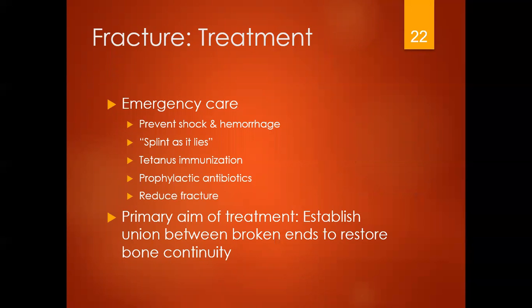Emergency care of bone. So we immobilize it in the position that we find it, splint it as it lies, right? If they have a part of the bone sticking through, we want to make sure they have a tetanus immunization up to date, or if not, we will give that. Also, if they have one of those open or compound fractures where it's going through the skin, we want to get them on antibiotics. That's going to be big. Our primary goal is going to be to reduce this fracture, right? We want to get the bones back together.